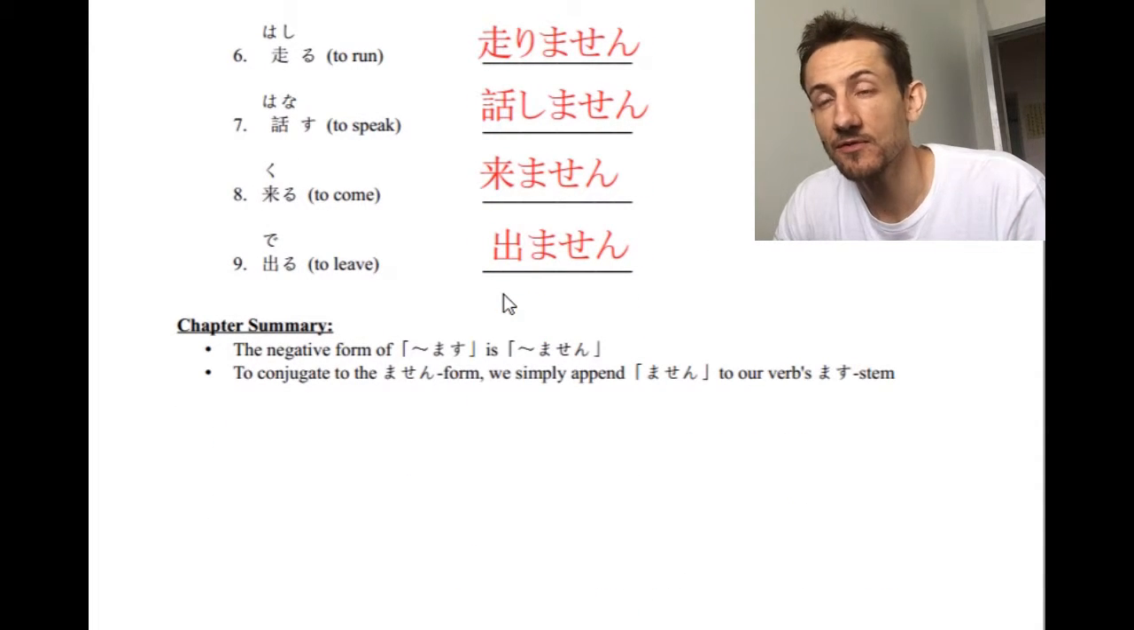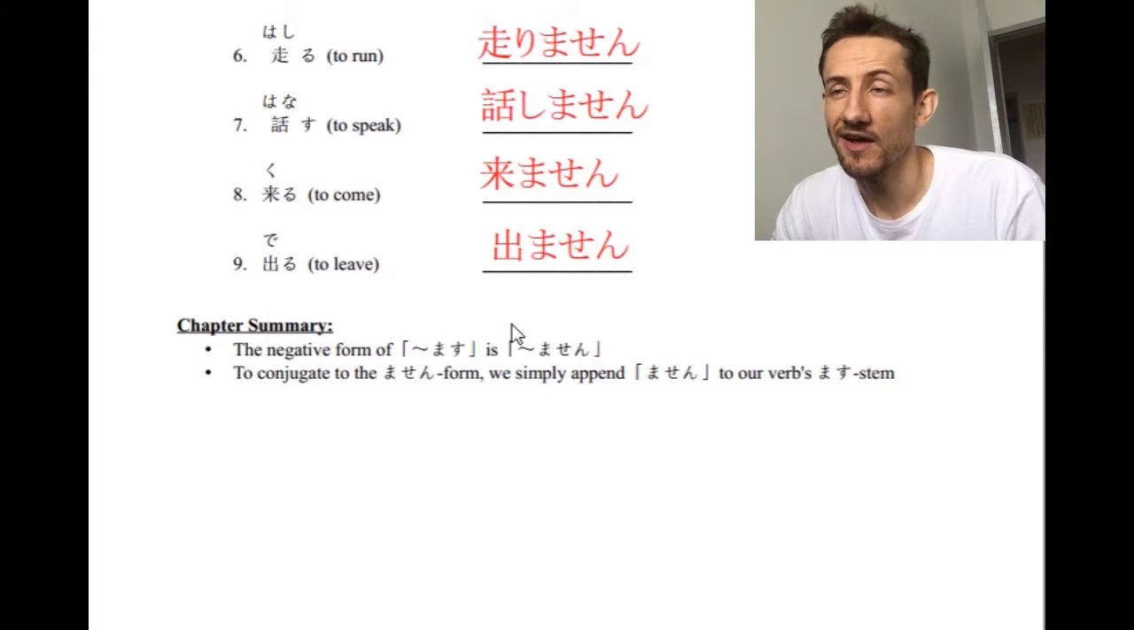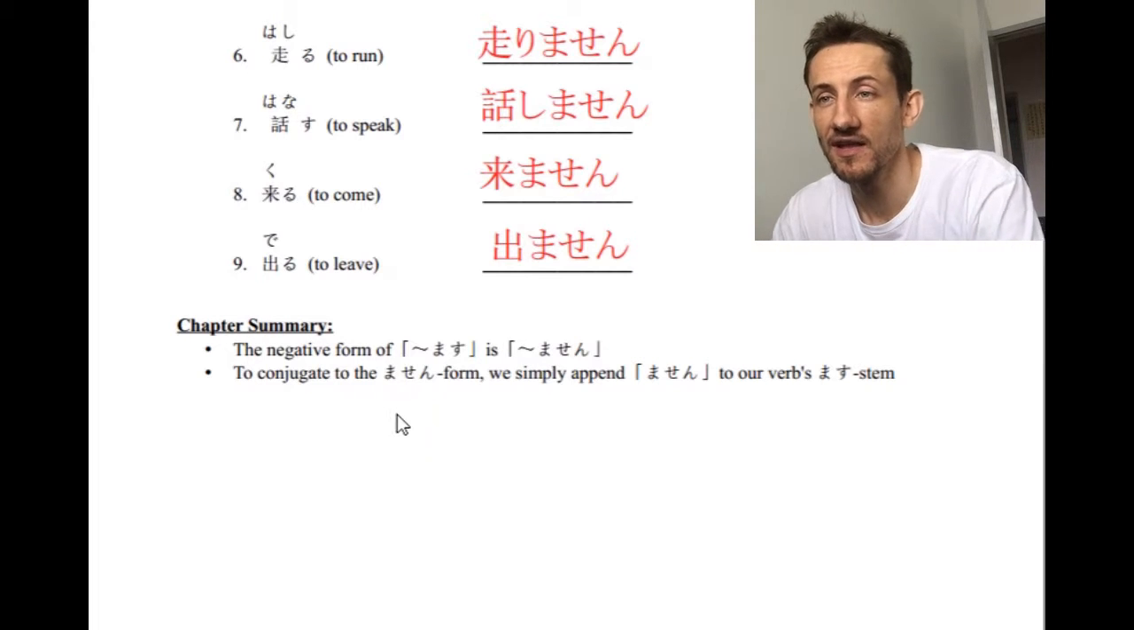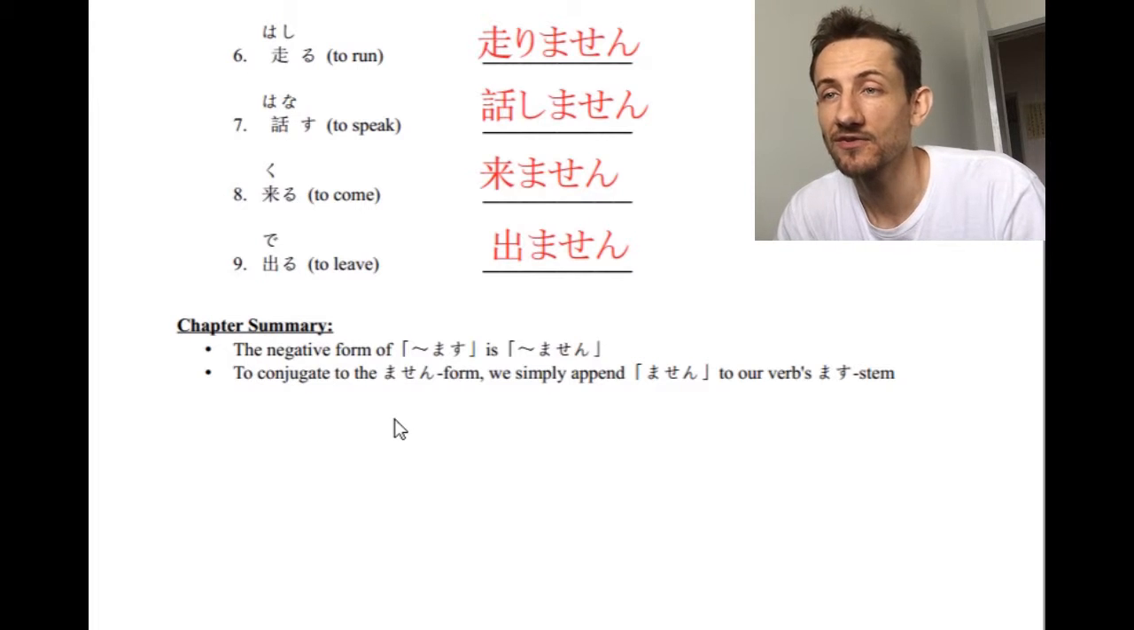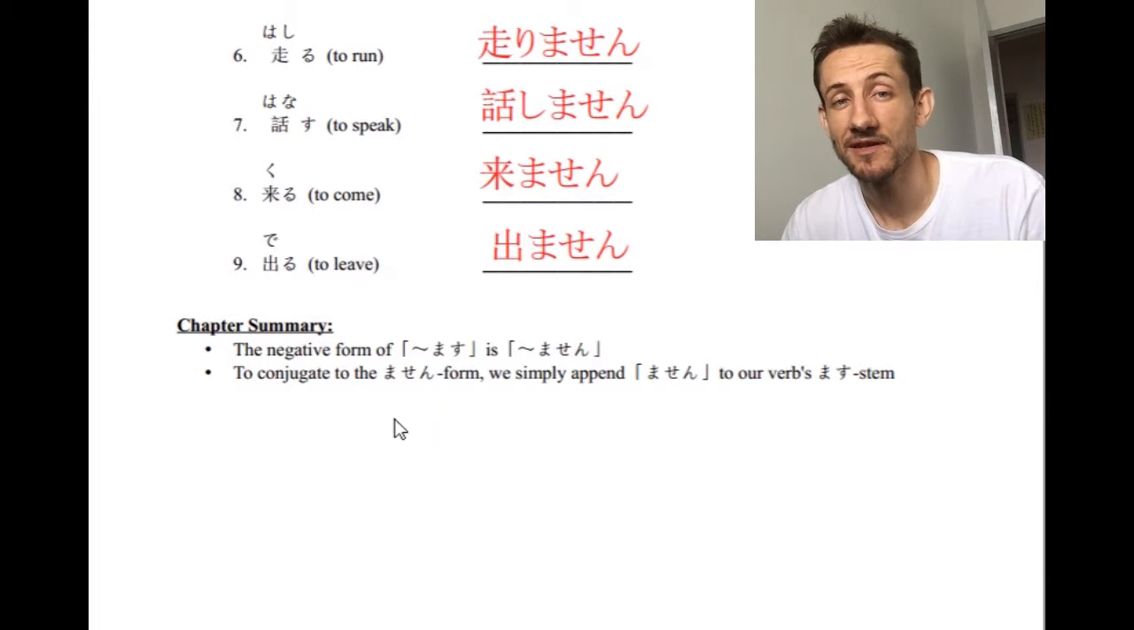Before we finish today's chapter, we're just going to go over a quick summary of what we learned. Like I said, today's video is really short, but basically today all we learned was how to conjugate a verb into the ma-sen form. So the negative form of mas is ma-sen. So 食べます、食べません。走ります、走りません。知ります、知りません。Okay? And to conjugate a verb to the ma-sen form, we just append ma-sen to the mas stem. So if you can find the mas stem of a verb, then you automatically know how to make it negative. Just add ma-sen. It's very easy.